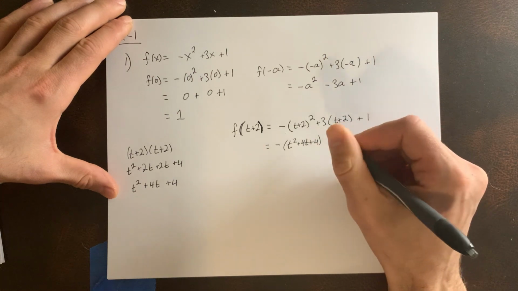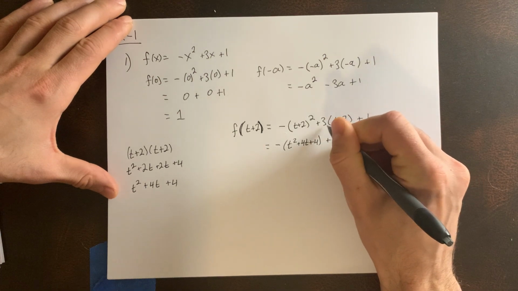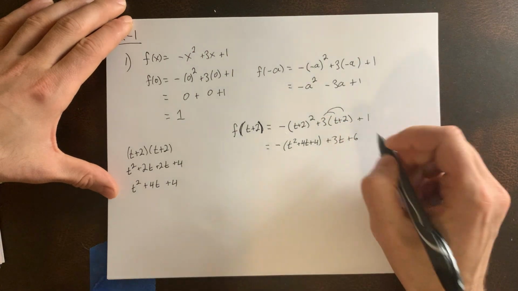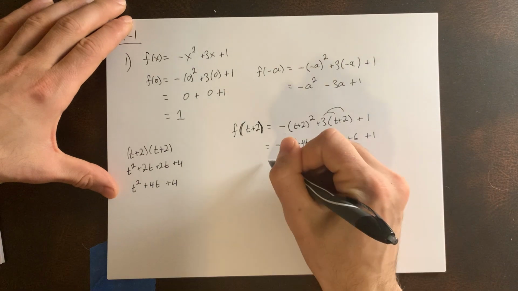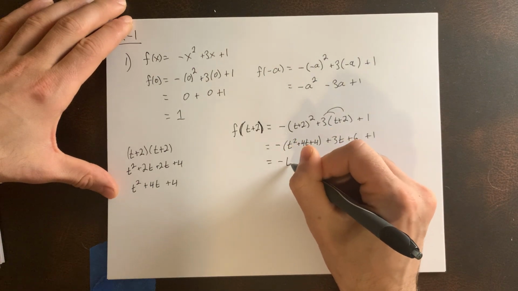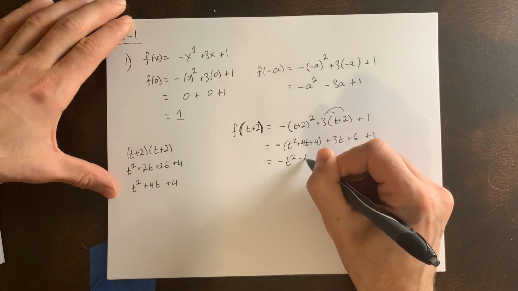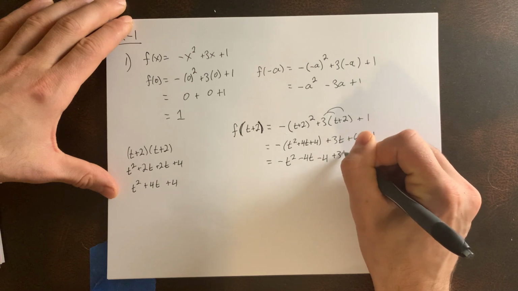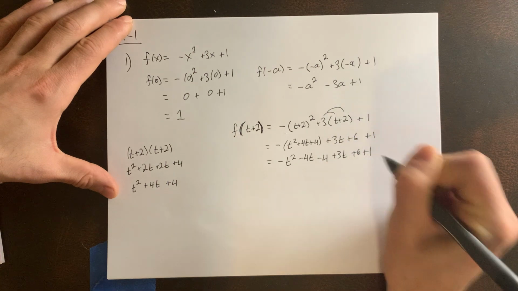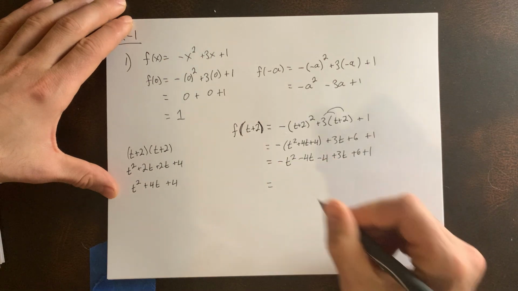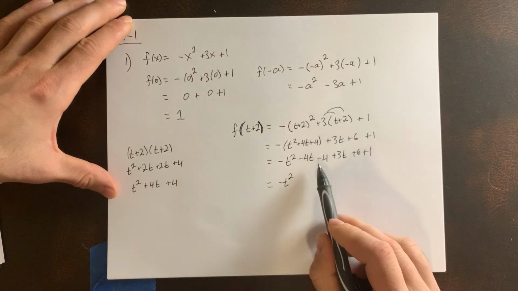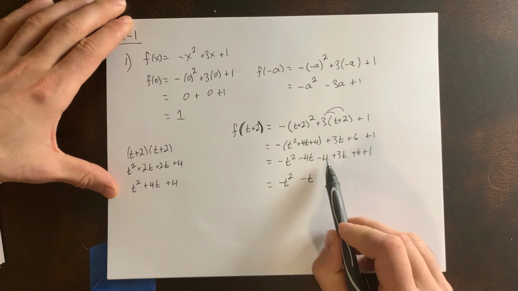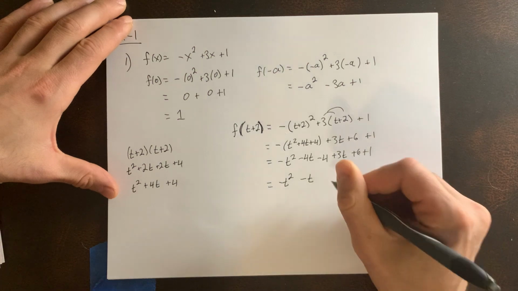Now here we have plus 3t plus 6, just distributing the 3 across. And then plus 1. Okay, so now what do we get? We have a minus t squared, a minus 4t, minus 4, plus 3t, plus 6, plus 1. And so then if we combine all the like terms, we'll have a minus t squared. Here's a minus 4t plus 3t, so we'll have a minus t. Then minus 4 and 6 is 2, and then 2 plus 1 is 3.